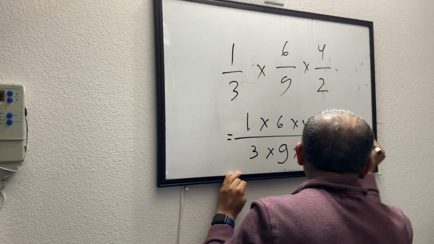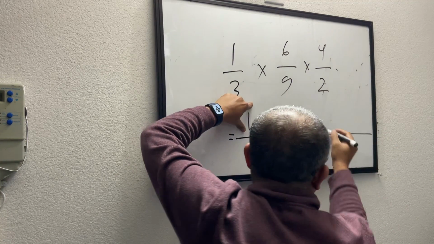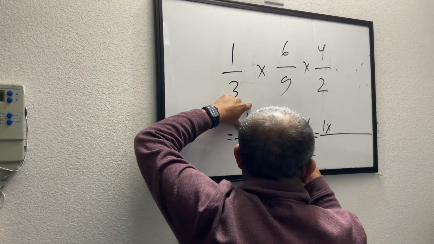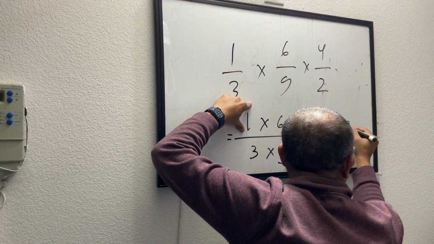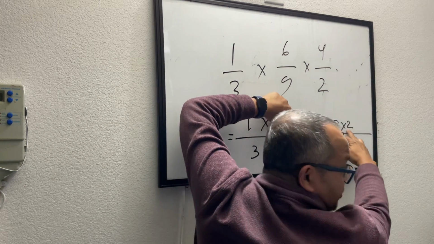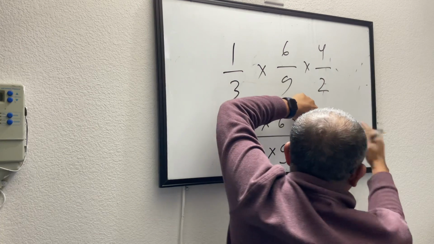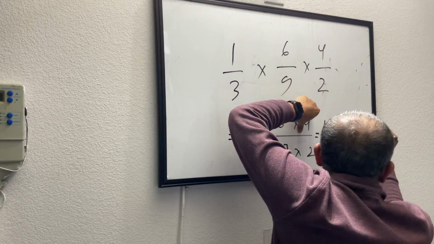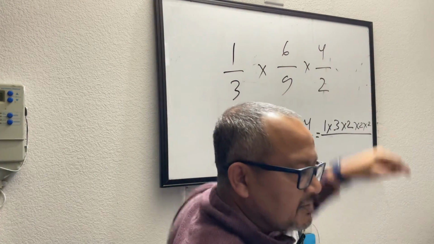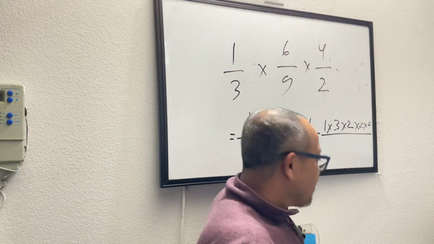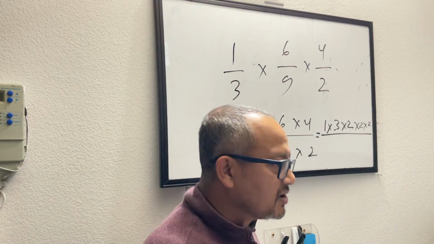And you don't have to be right always, okay? 1 I will leave as 1. 6 I can write as 3 into 2, correct? And 4 also I can write as 2 into 2. I'm just breaking them into smaller numbers because it's easy for me to avoid mistakes when I'm dealing with smaller numbers.